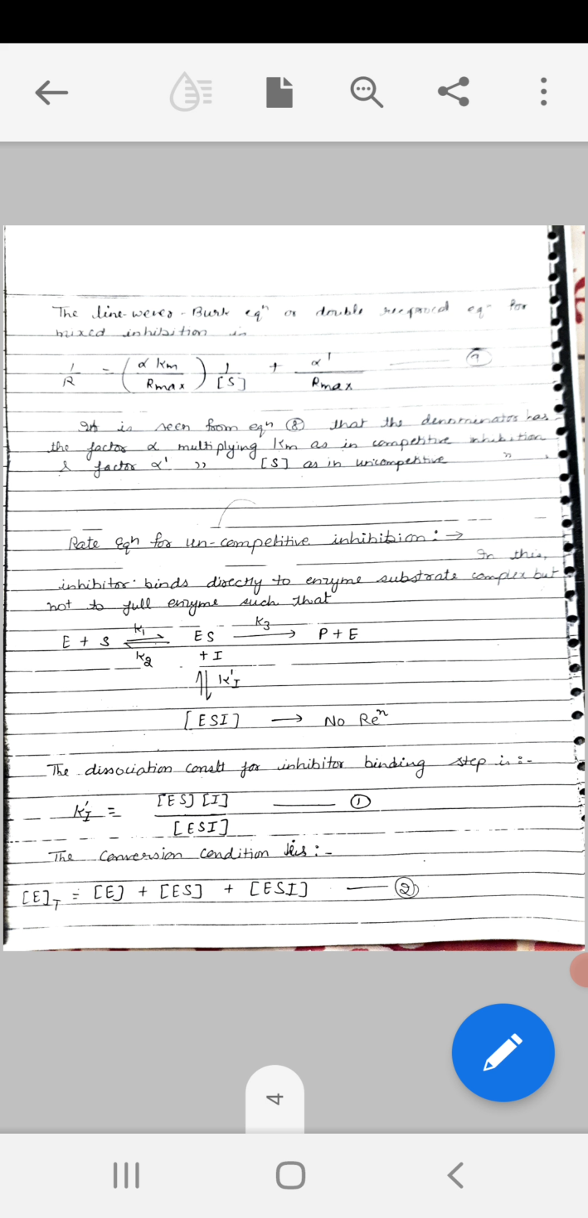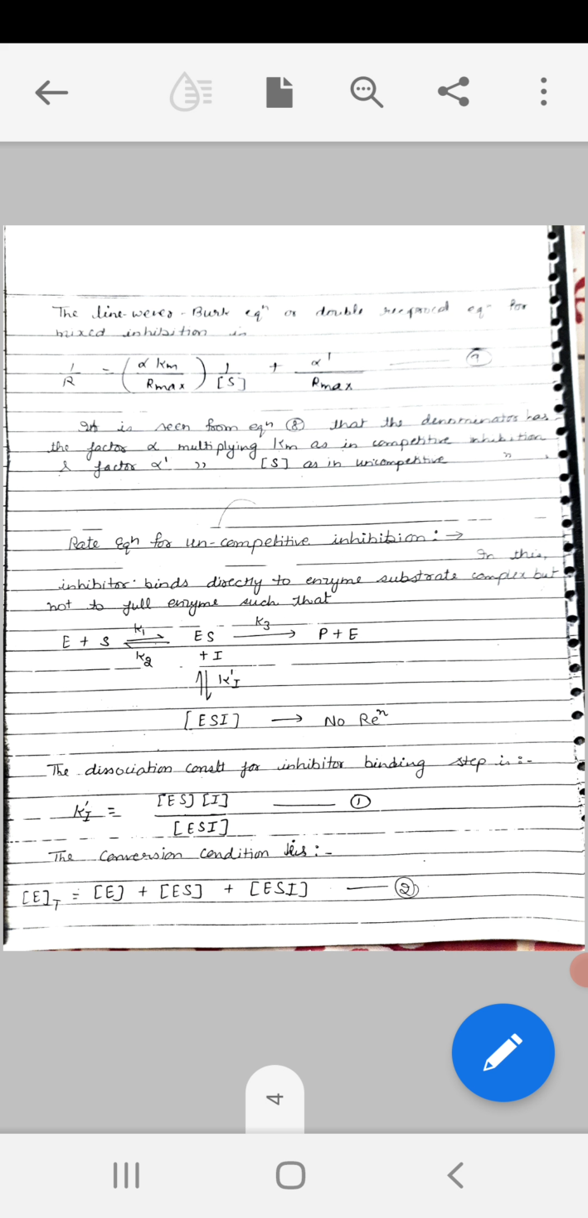From equations 5 and 6, which one is 6? The one with E. Equation number 5 is on the second page: E subscript T is equal to E concentration alpha plus ES concentration alpha dash. If we put these equations 5 and 6 and put the value of E and take common, then ET is equal to ES alpha Km upon S plus alpha dash. This is equation number 7.